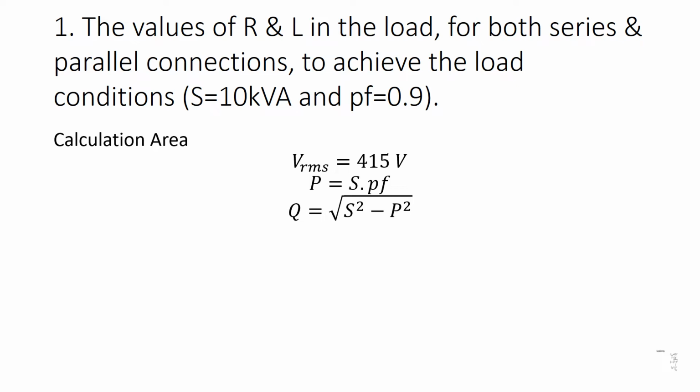Here you are given that the load can be in both series and parallel. Therefore, when you have P and Q, you can calculate the load for either series R and L or parallel R and L. If you want to find the current, you will need IRMS, which is equal to S divided by VRMS, because S is equal to VRMS times IRMS. These are the pre-values that we are going to calculate before calculating the load.